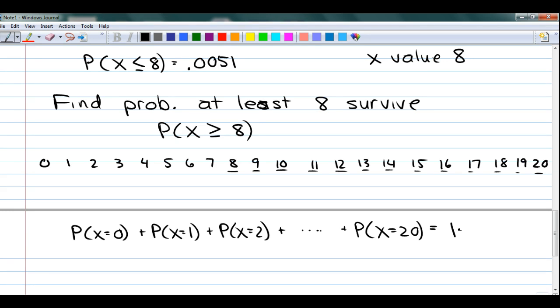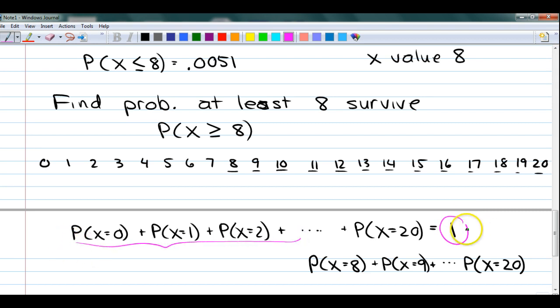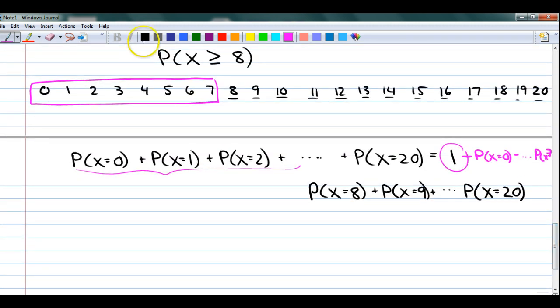So the probability x equals 8 plus the probability x equals 9, on and on and on, out to the probability x equals 20. That would equal 1 minus those probabilities that we don't want. This is what we don't want. So if I take 1 minus that, I get what I do want. 1 minus the probability x is less than or equal to 7 equals the probability x is greater than or equal to 8.